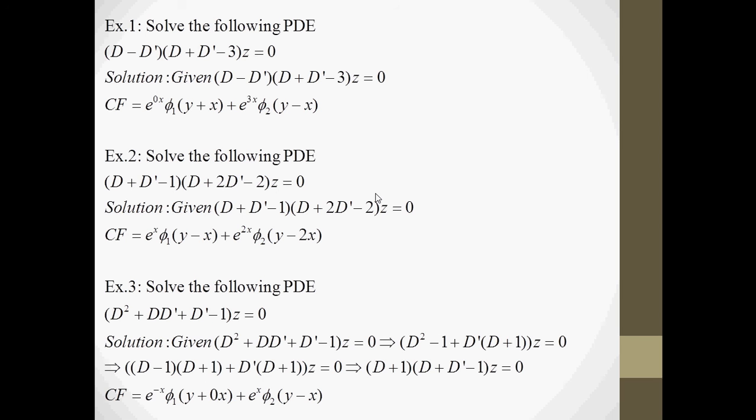Here in the first bracket, the constant value is -1, so e^(-x), and D' is not present, so the value of m is 0, that is φ1(y + 0x). In the next bracket, the constant value is 1, so e^x, and the value of m is -1 because the coefficient of D' is 1, so we take y - x. The complementary function will be equal to e^(-x) φ1(y) + e^x φ2(y - x).